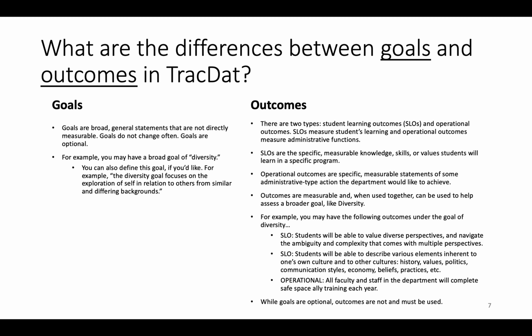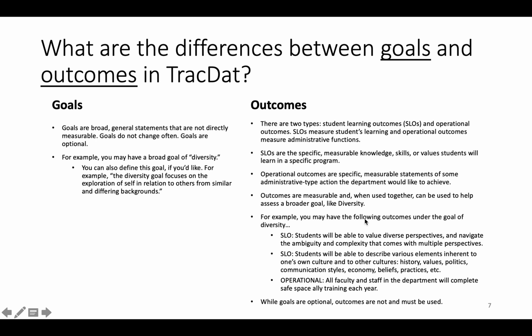There are two types of outcomes. There are student learning outcomes, which are often referred to as SLOs, and there are operational outcomes. SLOs measure students' learning, and operational outcomes measure administrative functions. So to be more specific, SLOs are specific, measurable knowledge, skills, or values students will learn in a specific program. Operational outcomes are specific, measurable statements of some administrative type action the department would like to achieve. So the key word here is measurable. Outcomes are measurable. When used together, outcomes can help to assess a broader goal like diversity. So goals are not measurable, outcomes are measurable.